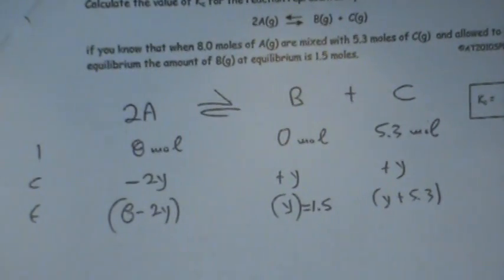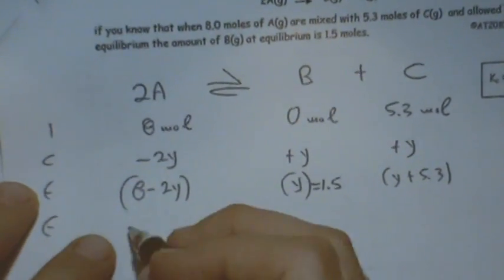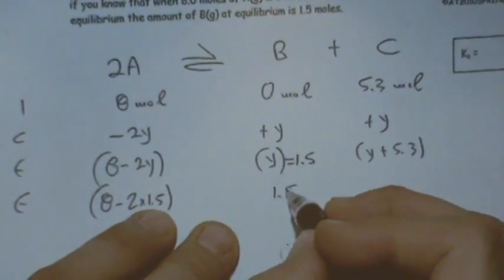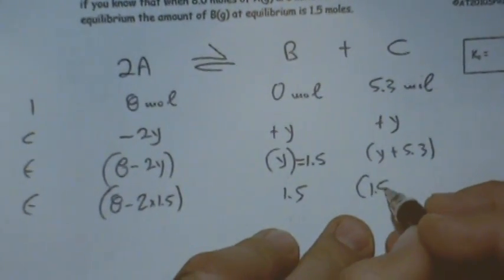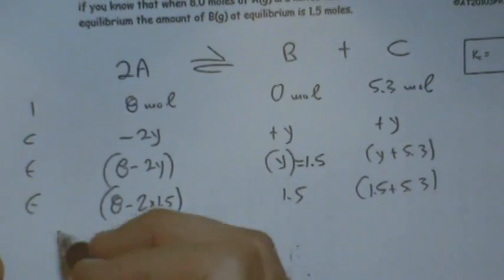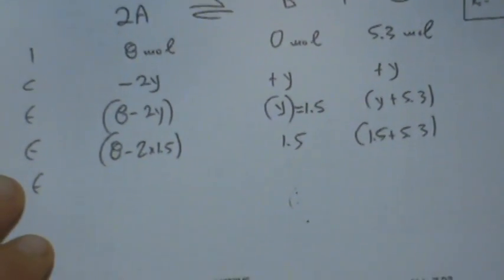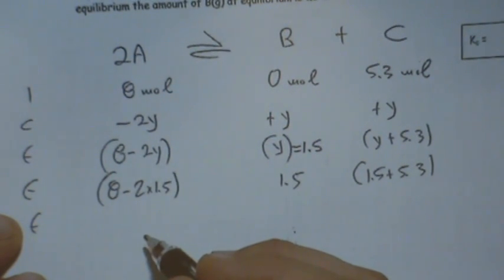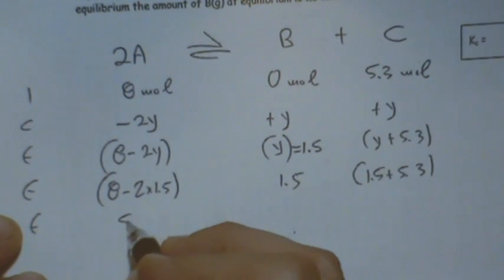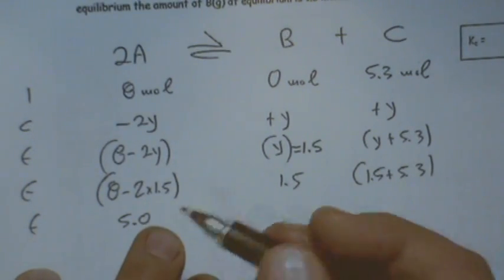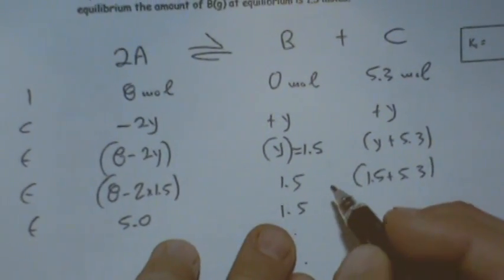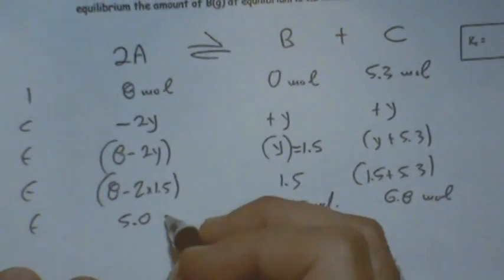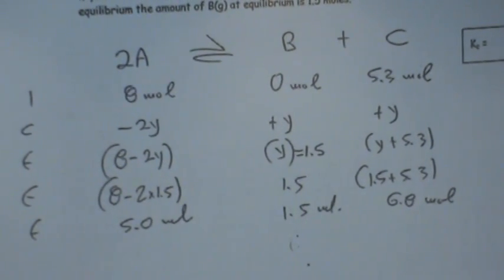It tells us that. So y actually is 1.5. If we know that, then the equilibrium amount is going to be 8 minus 2 times 1.5, 1.5, and this is going to be 1.5 plus 5.3. So really the equilibrium amounts are how much? How much is this? 5, right? 5, 1.5, and 6.8. These are moles, remember, moles. All right, we are ready.